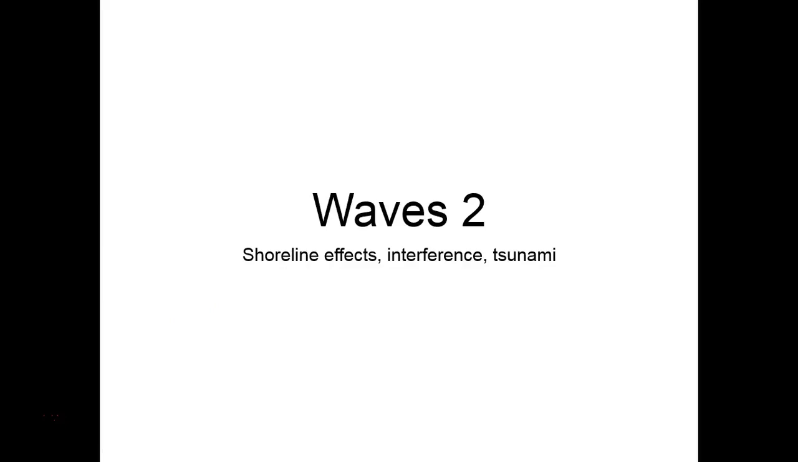Hello oceanography students. So this is the second video in the topic of waves, and in the last video you learned about some different terms that we use to describe waves and measurements of waves, and you also learned about what happens as a wave approaches the shoreline. Now we're going to talk about some effects of the shape of the shoreline, effects of interference when two waves combine, and we'll also talk about tsunami.